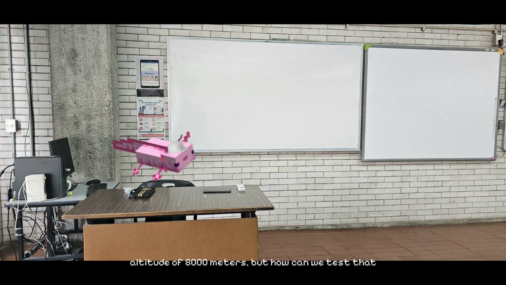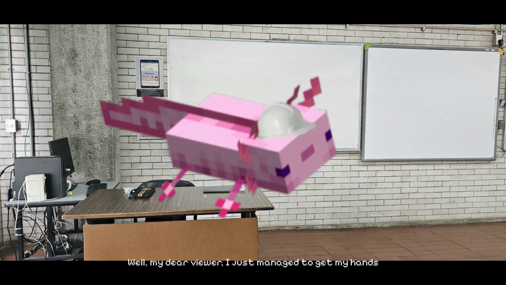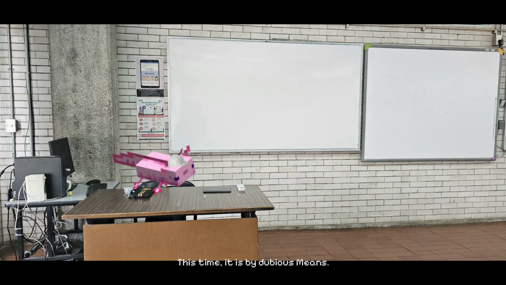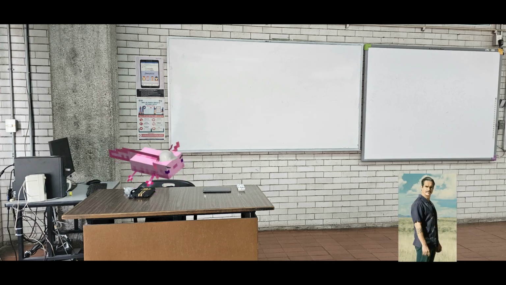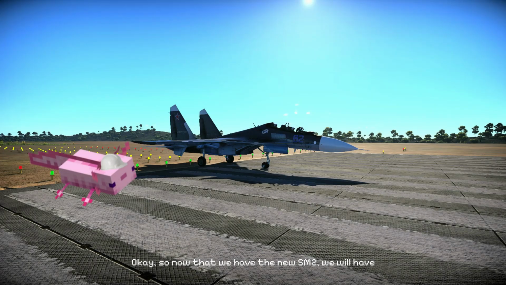But how can we test that number if we lost the previous jet? Well, my dear viewer, I just managed to get my hands on another SM2. This time, it is by dubious means. Okay, so now that we have the new SM2, we will have to take off and fly at an altitude of 8,000 meters to see if the theoretical velocity that we calculated is true.